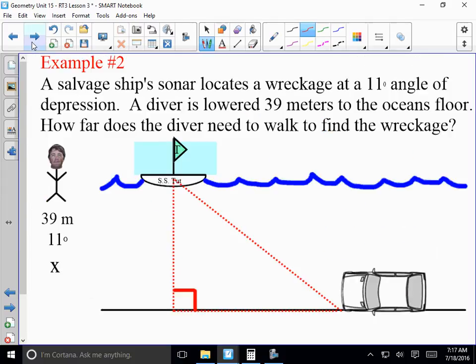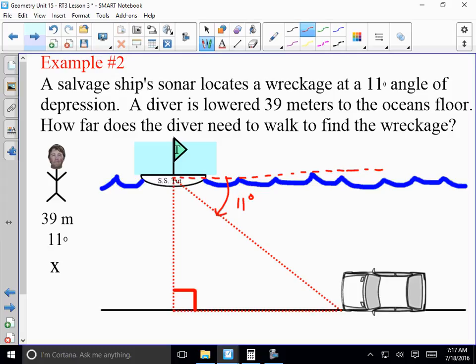Okay, now, looking at this second situation. This situation is what we call an angle of depression situation. We have the triangle here, but this isn't the first triangle that we would actually build. What we want to understand is we're working off of the horizontal, which is parallel to the bottom of the ocean. 11-degree angle of depression. So this is the actual measurement.